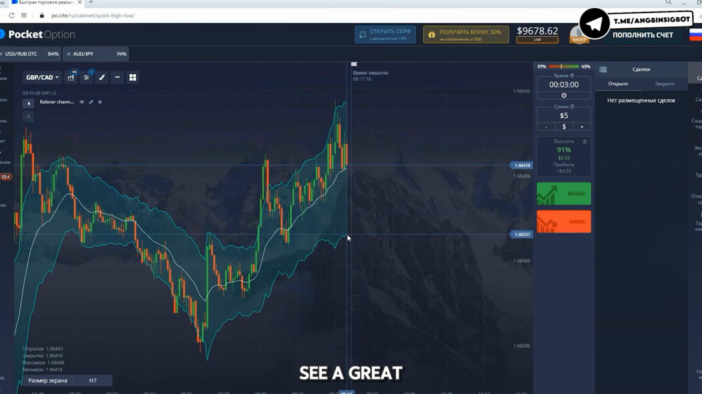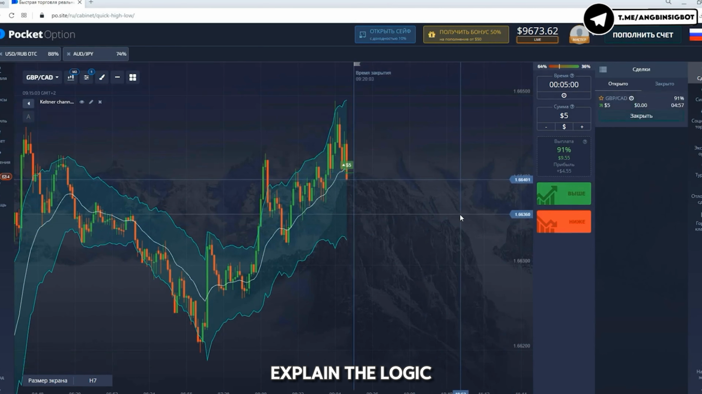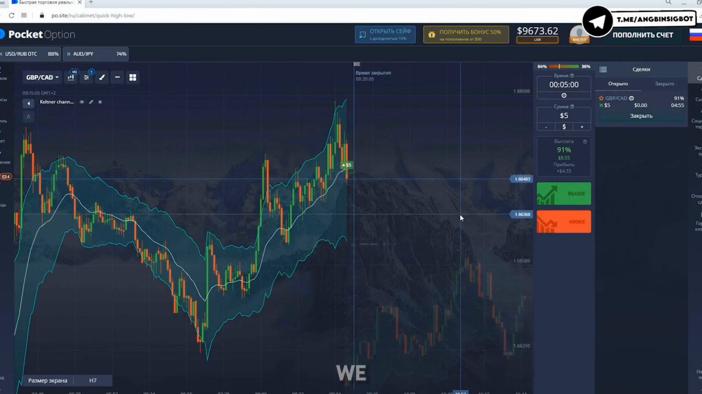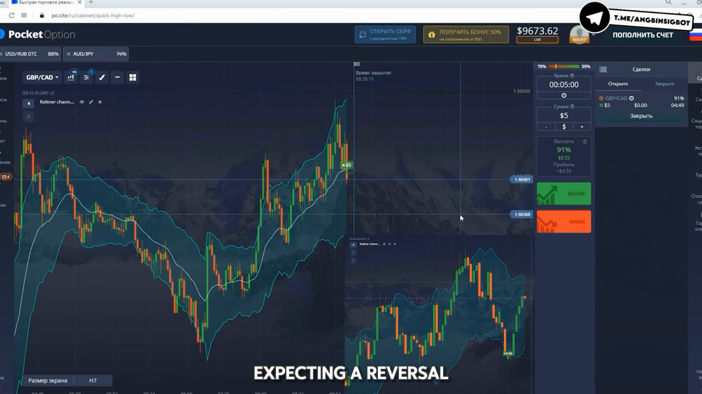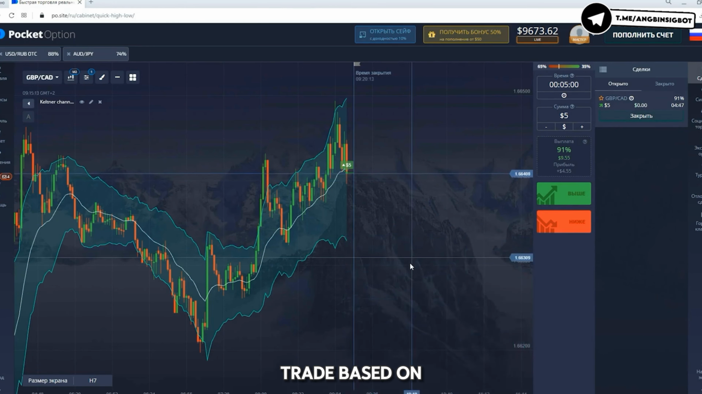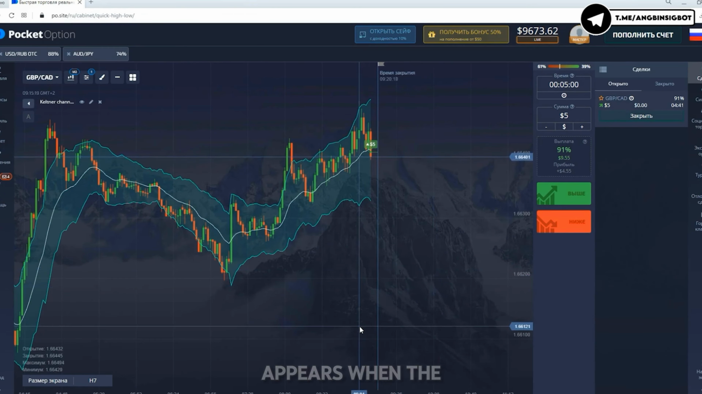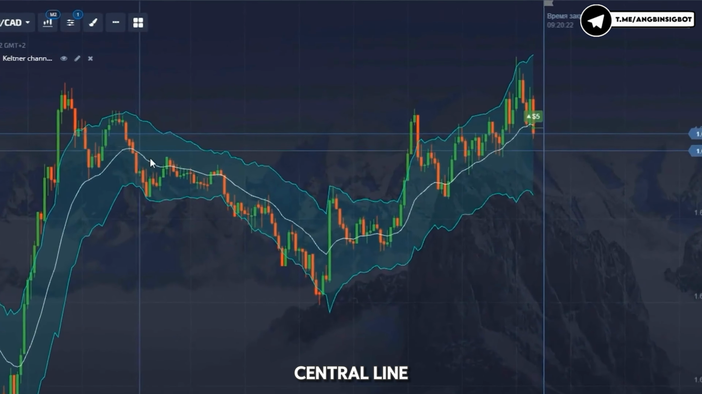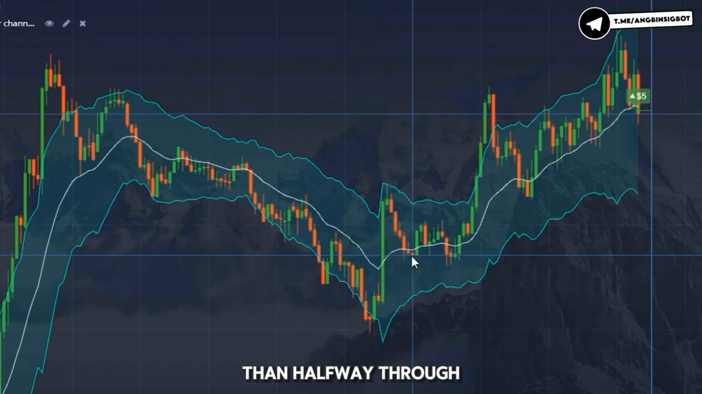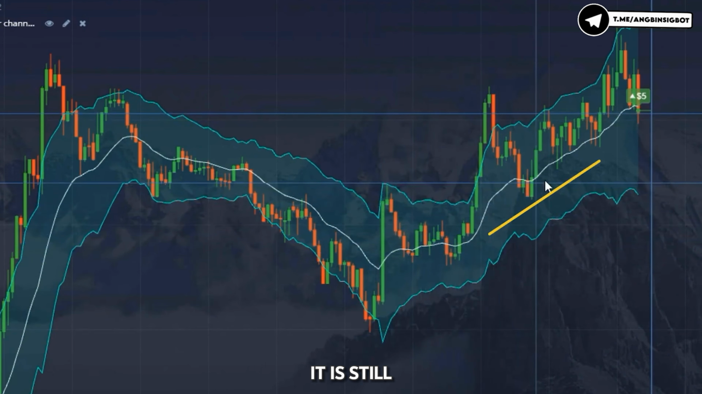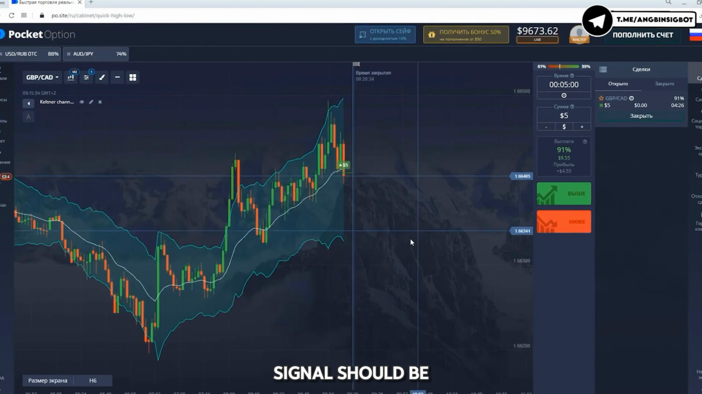And I already see a great entry point here. We will open for 5 minutes with $5 up. Now I will explain the logic. If in the first case we entered the trade when the chart crossed the boundaries of this indicator, expecting a reversal, now we are entering a trade based on the trend, which is why the method is called trend trading. The entry point appears when the chart crosses or touches the central line. I also note that when the chart crosses the central line, but not more than halfway through the remaining channel, it is still a normal entry point. Of course, if the chart has moved further, then such a signal should be skipped.